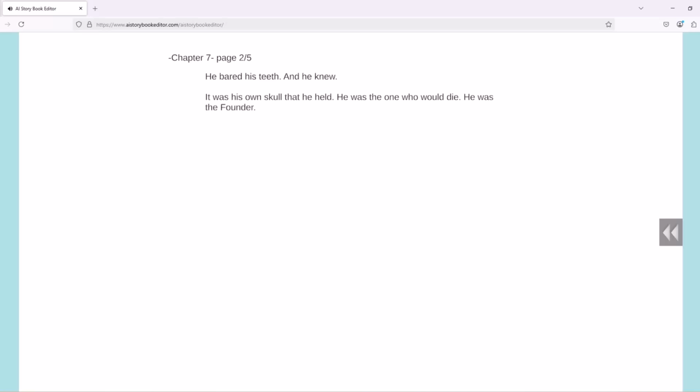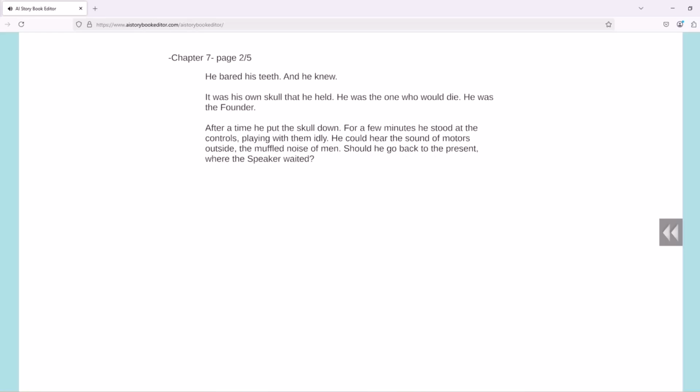He was the founder. After a time, he put the skull down. For a few minutes he stood at the controls, playing with them idly. He could hear the sound of motors outside, the muffled noise of men. Should he go back to the present, where the speaker waited? He could escape, of course. Escape! He turned toward the skull. There it was, his skull, yellow with age. Escape! Escape, when he had held it in his own hands.